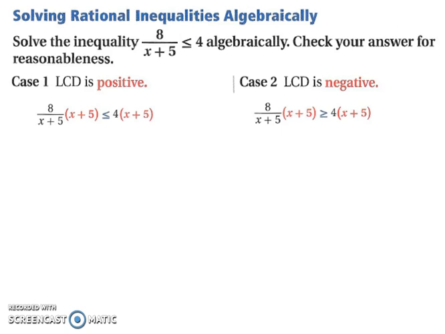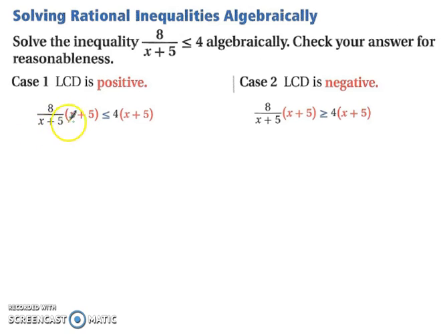So now let's try solving rational inequalities algebraically. We're going to solve the inequality 8 divided by x plus 5 is less than or equal to 4 algebraically, and check our answer for reasonability. Okay, so case 1 is if the LCD is positive, and case 2 is if the LCD is negative. You don't have an equal sign there, so you need to work with both positive and negative. So your hint here is, when it's negative, you basically just flip your signs around. And other than that, you solve the same way you would before.